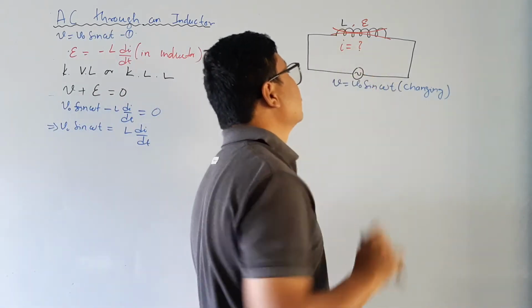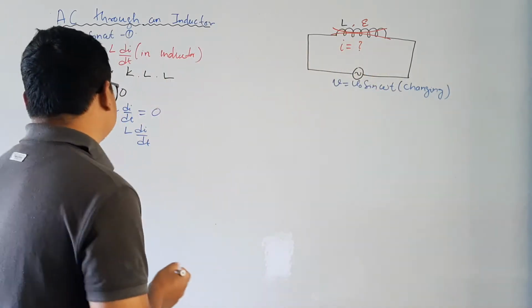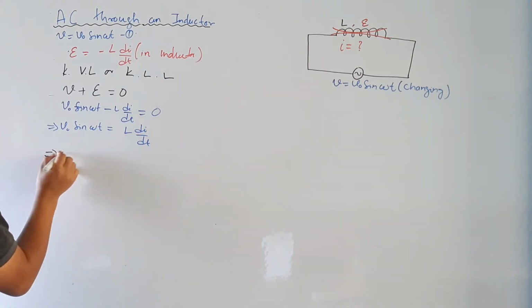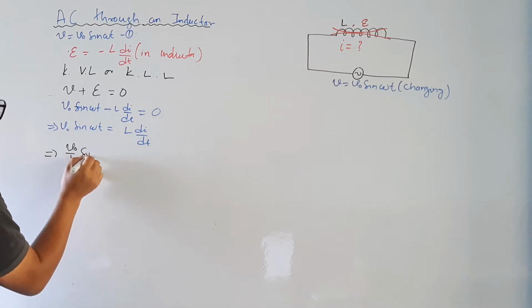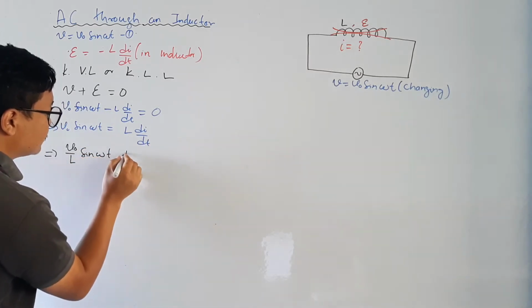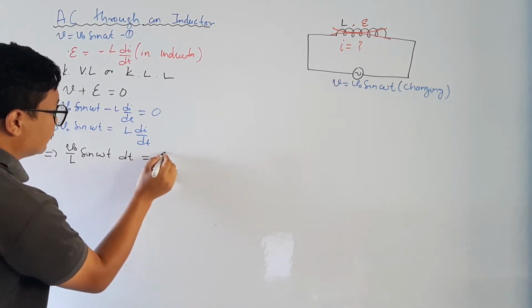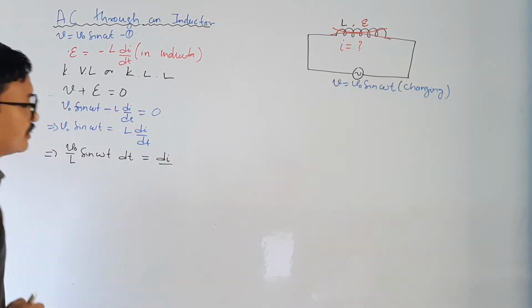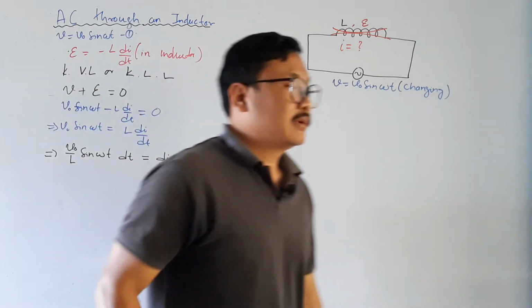The main aim here is to calculate the current I. So to calculate current I, this is V0. I will bring this L down here and I will write sine omega t. It is just a cross multiplication, and I bring this dt over here and I will just write di. Now I got some equation of I, but it is in the di.